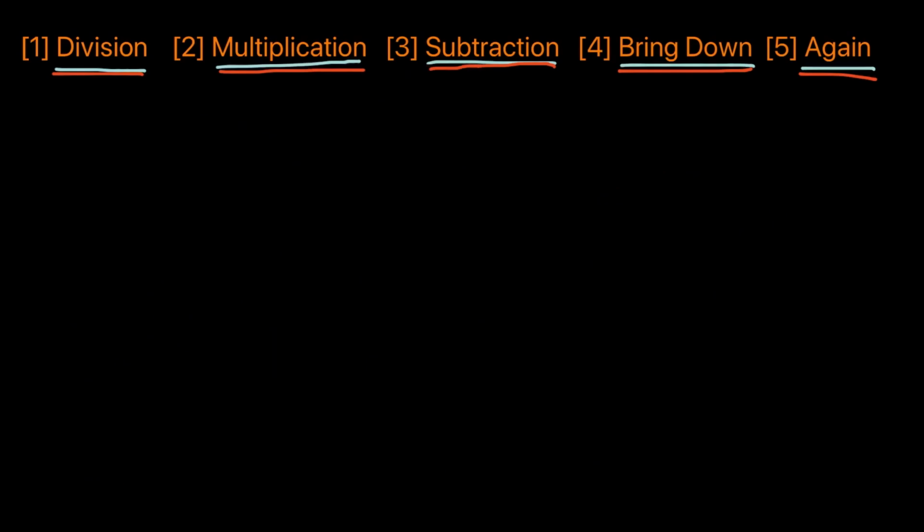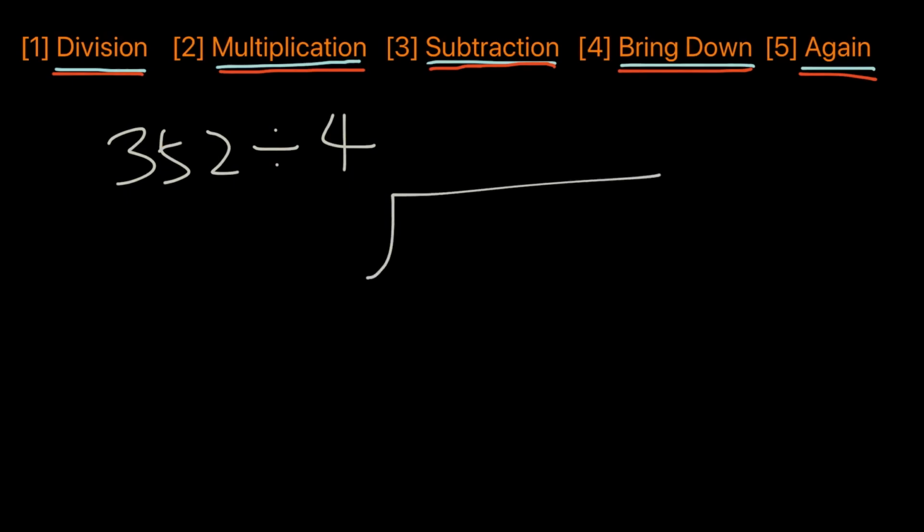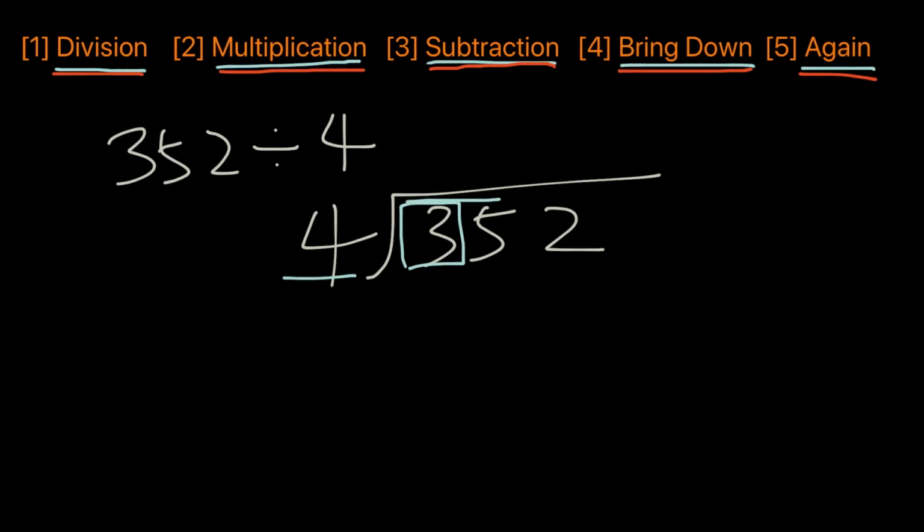Here is another example. 352 divided by 4. Okay, so we're gonna do this again where we're taking 352 divided by 4. Now in this case, we'll check the first number, 3. 3 is too small for 4. So we're gonna move on to the next number, which is 5.